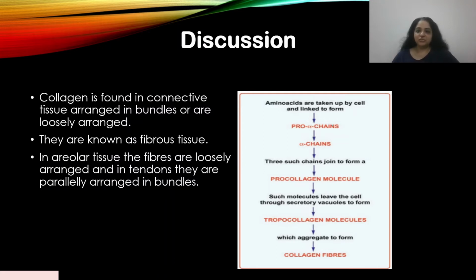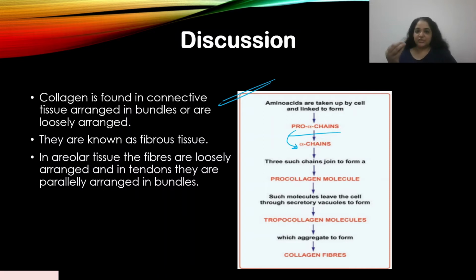Now, collagen is typically made up of polypeptide chains. So the amino acids are taken up by the cell and linked to form pro-alpha chains, which then get converted to alpha chains. I'm just giving this information. It might not appear in NEET or any other exam, but just to understand how collagen is actually formed.